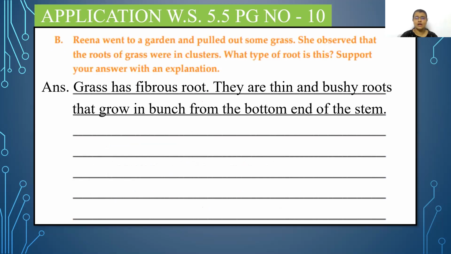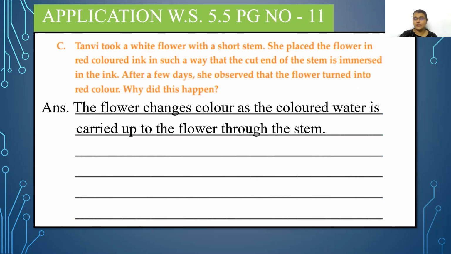B1. Rina went to a garden and pulled out some grass. She observed that the roots of grass were in clusters. What type of root is this? Support your answer with an explanation. So children, grass has fibrous roots. They have thin and bushy roots that grow in a bunch, in a cluster, from the bottom end of the stem. Understood children? Now, let's move to the C question.